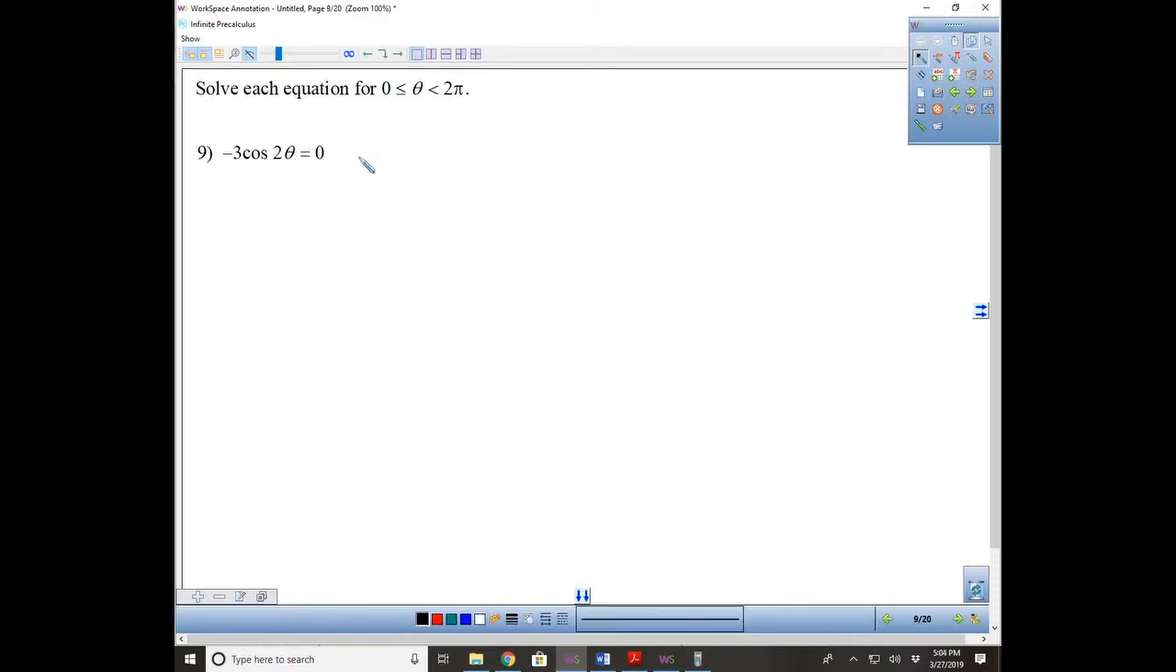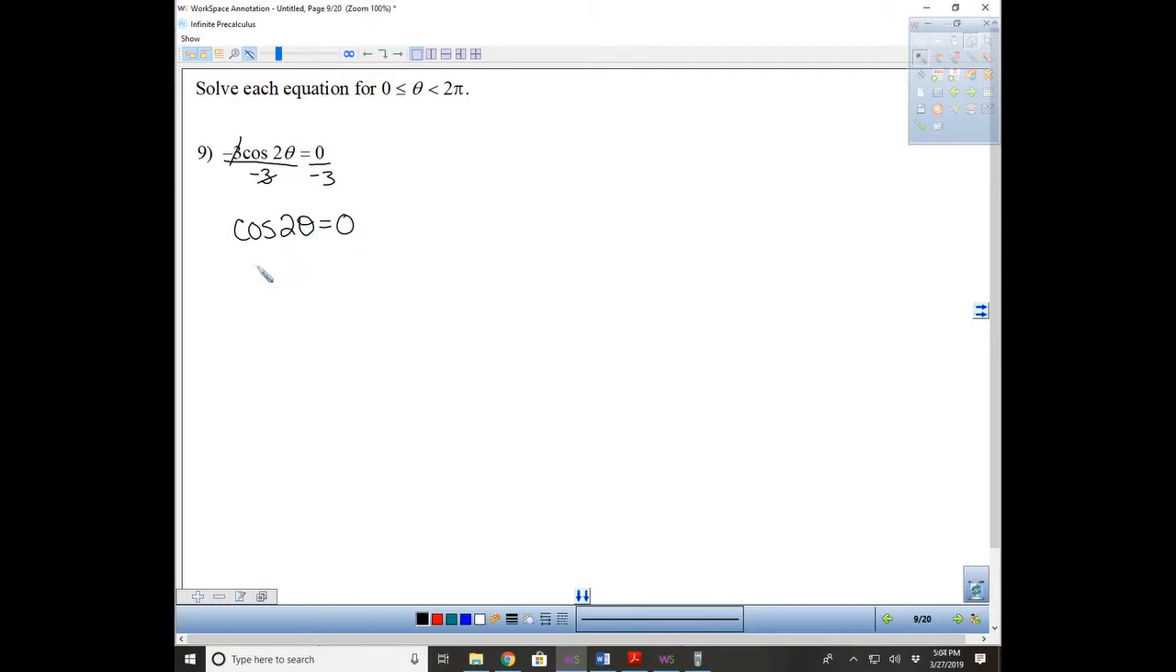Okay, so for the equations, you want to get down to either 2 factors. You don't want to have anything mixed within a factor that's like a cosine or a sine. So if I'm down to just cosine 2 theta and a 3, I don't need to do any kind of factoring here because all I have is a cosine. So I'm just going to get the cosine 2 theta by itself. So I'm going to divide by the -3. So that leaves me with cosine 2 theta is equal to 0.